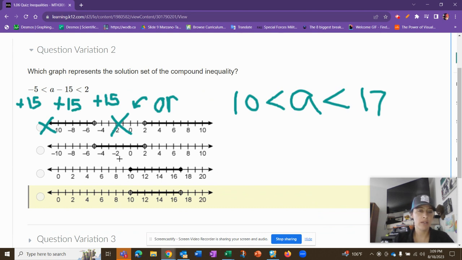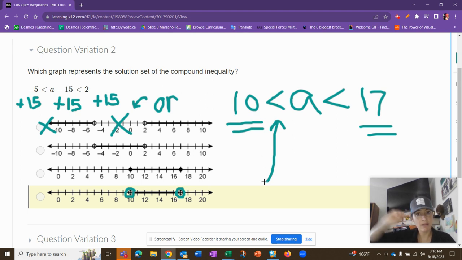So we know it's going to be one of the three that are shaded between things. We also know the lower bound is going to be 10 and the upper bound is going to be 17. So it's now just between these two graphs. We have to then decide, is it a closed circle or an open circle? And obviously the answer is highlighted that it's an open circle. The reason for that is this symbol. That is a strict inequality. Therefore, it's an open circle. It does not include 10.